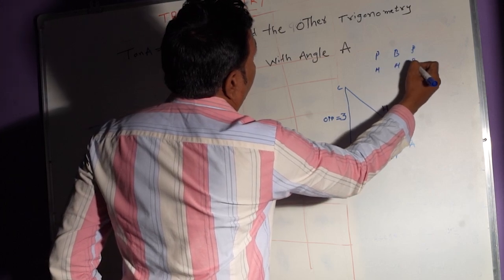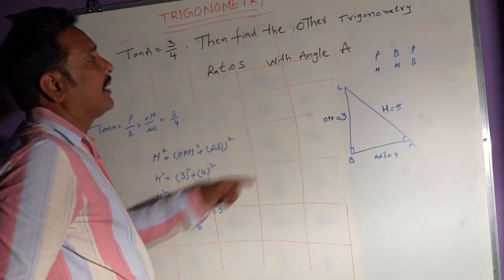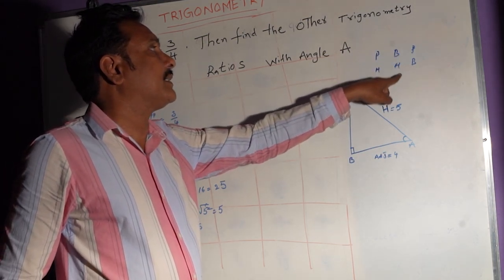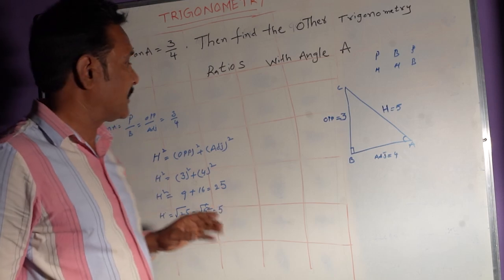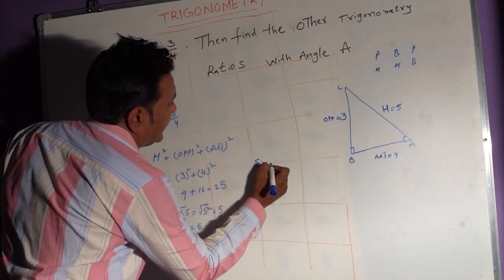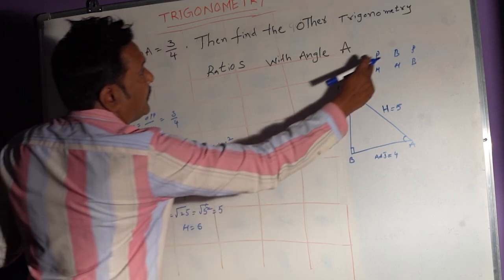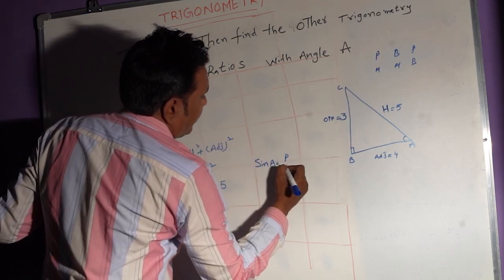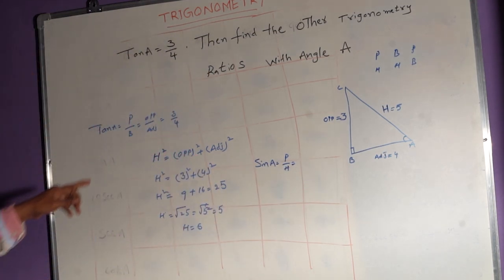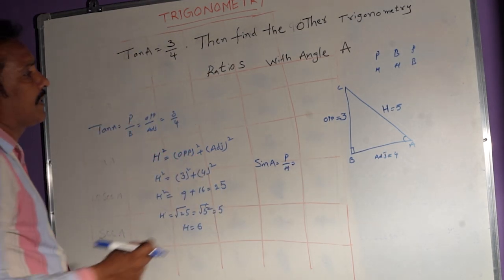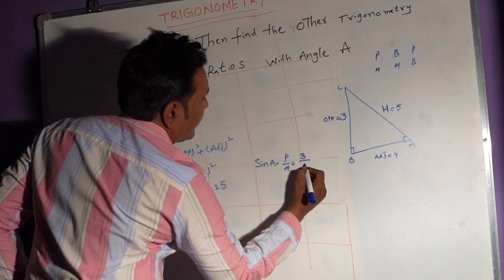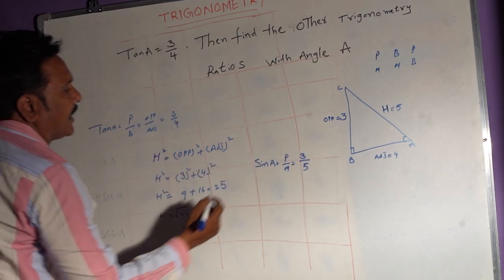This one is sine. Sine is P by H. Cos is B by H. Tan is P by B. Okay. Then find the sine value. Sine A is equal to, sine is P by H, perpendicular by hypotenuse. What is the perpendicular? Opposite is the perpendicular. Opposite means 3 by hypotenuse is 5. Okay, sine value is 3/5.